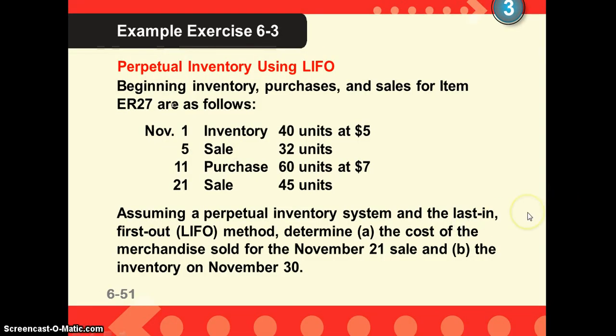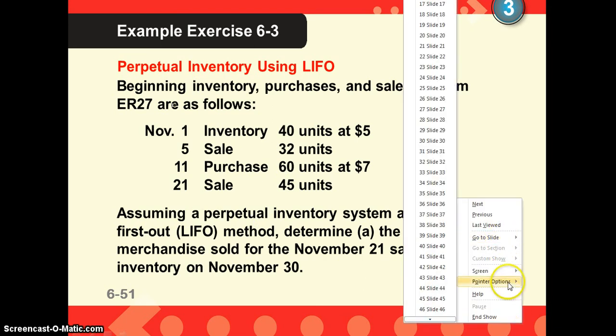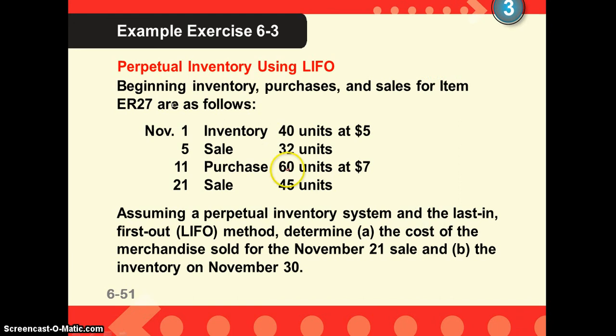Let's try another one. Beginning inventory, purchase, and sales for the item are as follows. Remember, you're using the last in, first out method. Assuming the perpetual inventory system, which is what we've been using in class, you're going to determine the cost of merchandise sold for the November 21st sale. So make sure as you are finding the answer, you're going to be calculating this sale.